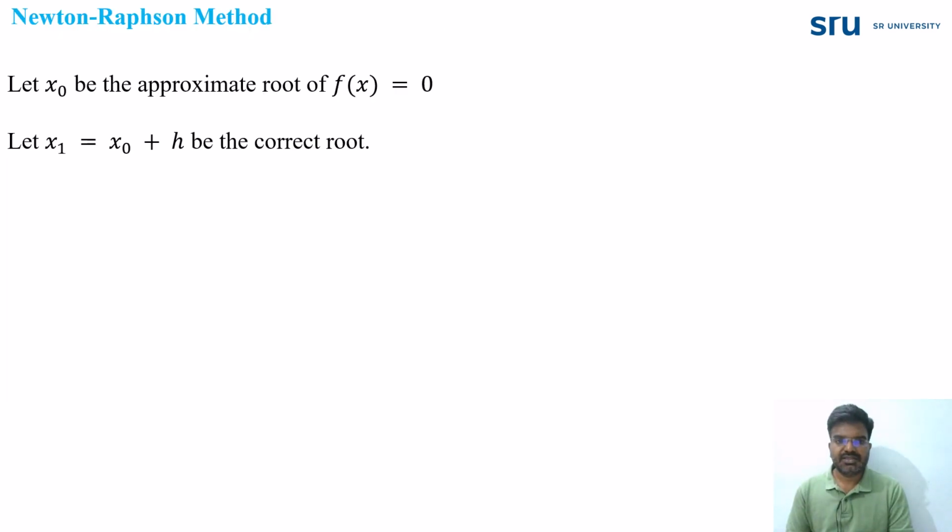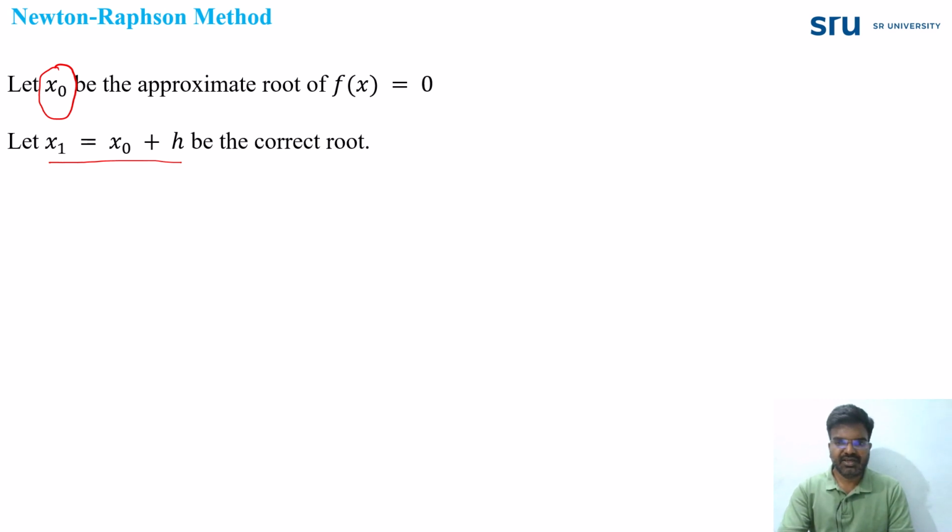Now we will discuss the Newton-Raphson method to find the approximate value of the root of the equation. In this method, you can see here, we are taking x naught as an approximate root of the equation f of x equal to 0 and x1 is the exact root of the equation.